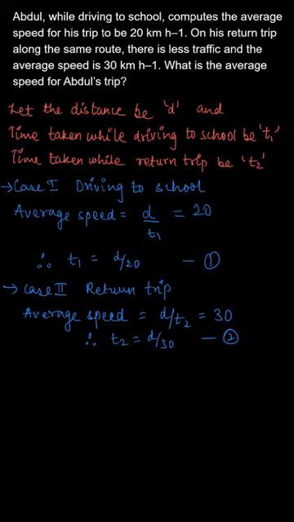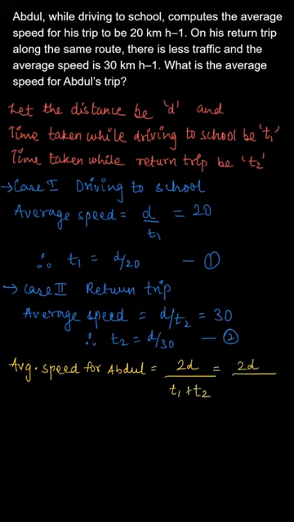Now, to find the average speed for Abdul, we need to find the total distance traveled upon total time taken. Now, the total distance traveled by Abdul is d plus d, that is while journeying to the school and back on his return journey, and the time taken will be t1 plus t2. So your total average speed will be equal to 2d upon t1 plus t2. We substitute the value of t1 to be d by 20 and t2 to be d by 30. So on solving this further, we'll get the average speed to be equal to 24 km per hour and not 25.